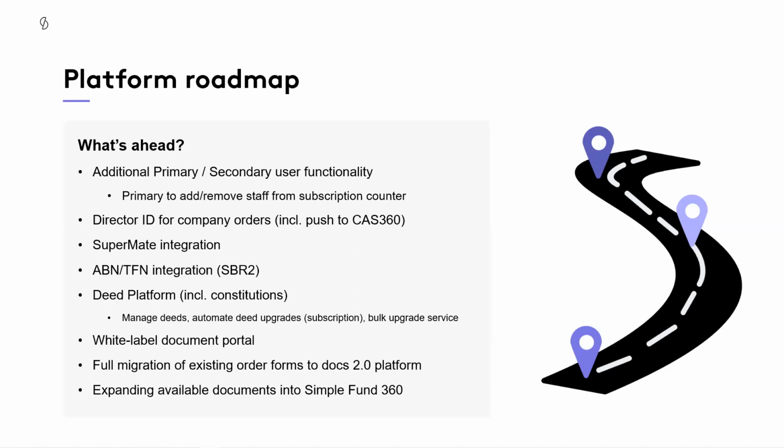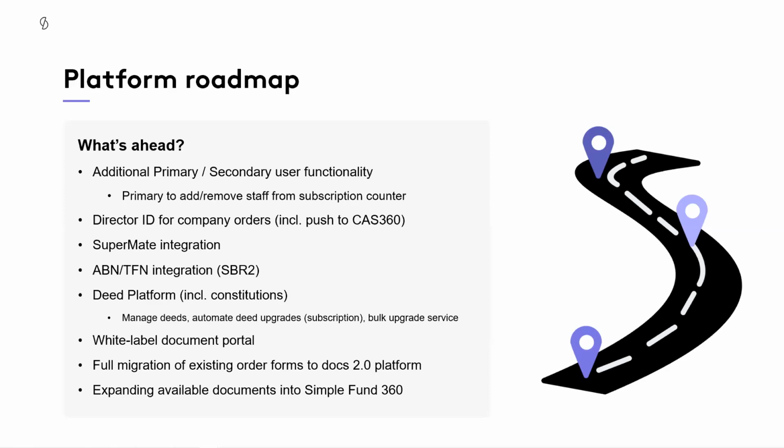But by and large, this next 6 months for us will be around what I'd call some 1%ers. We want to ensure that some projects that have been floating around for some time, we can actually bring to fruition. The deed platform is a good example, the integration with Supermate and so forth, the functionality, the primary, secondary stuff.